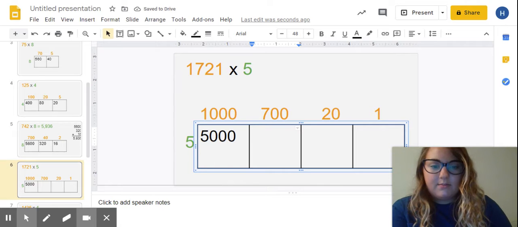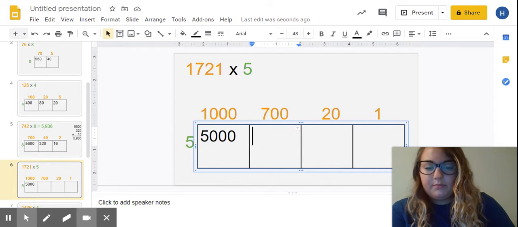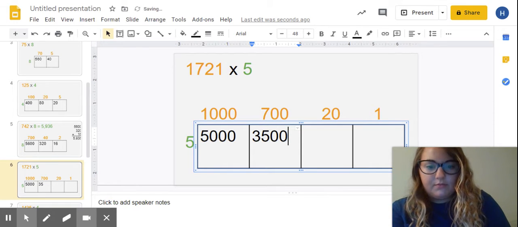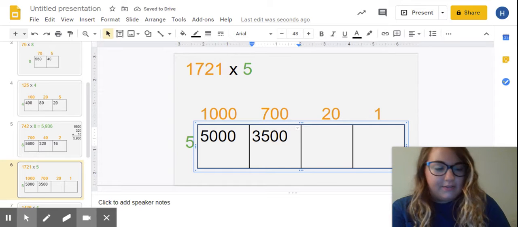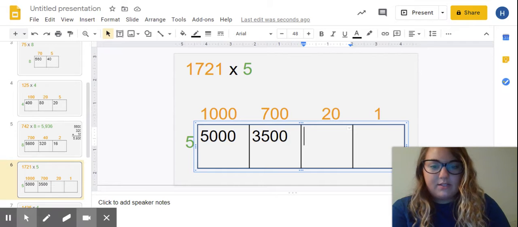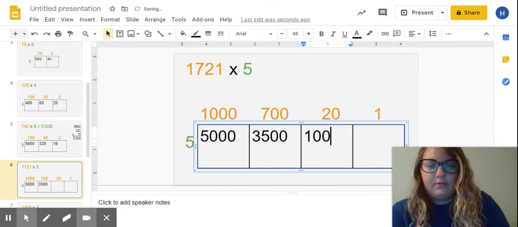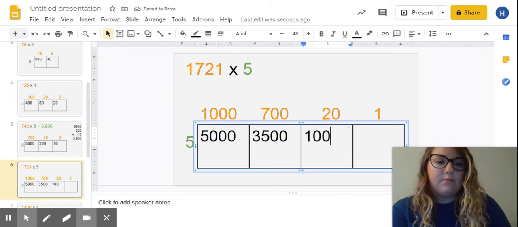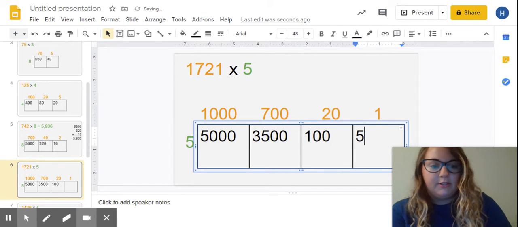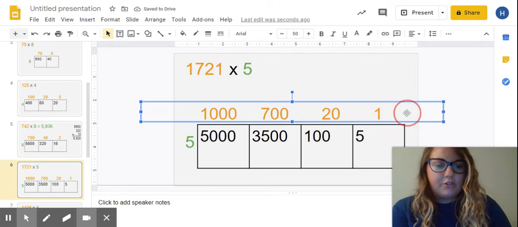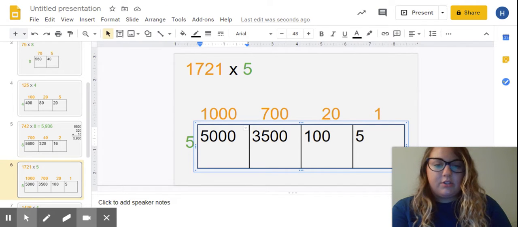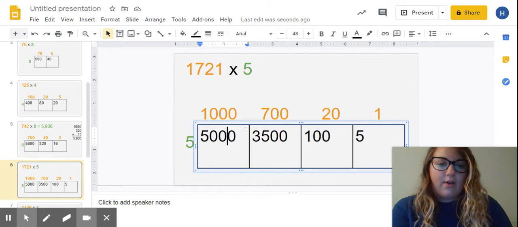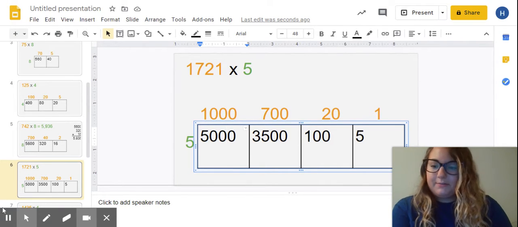5 times 700, which will be 3,500. 5 times 20, which is 100, and 5 times 1, which is 5. So just like what we've been doing before, I am going to start with my very first box, and I am going to add all of these numbers together here.